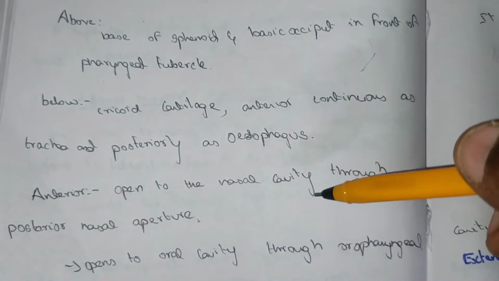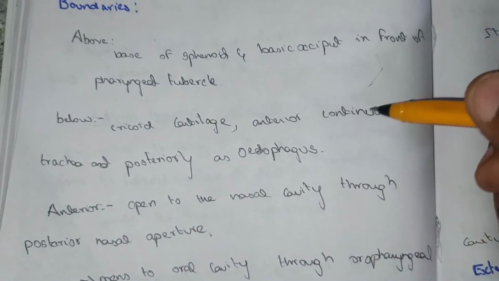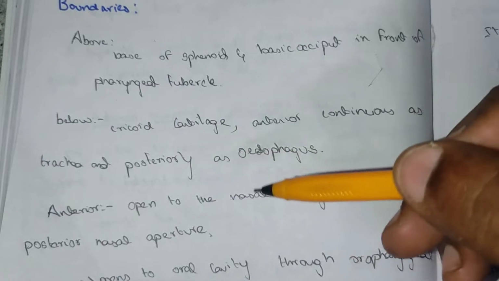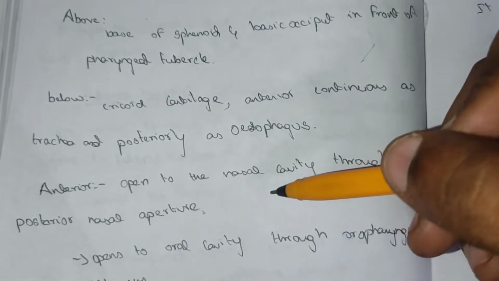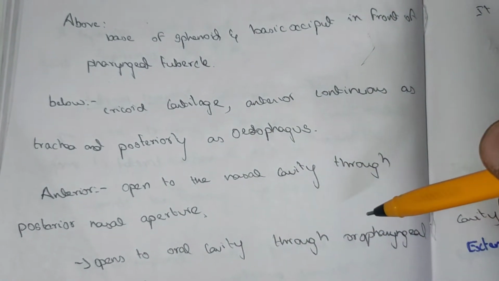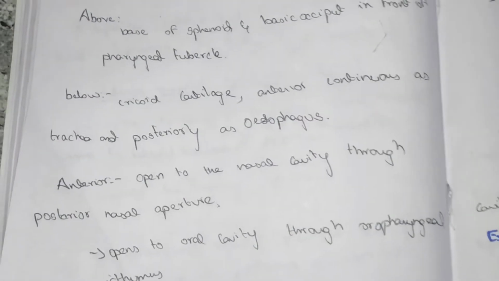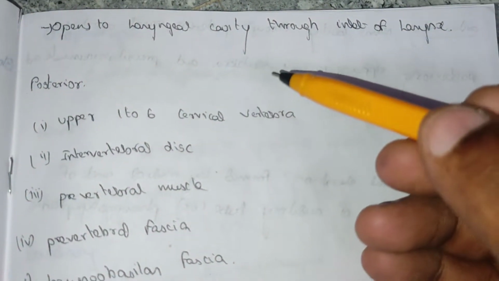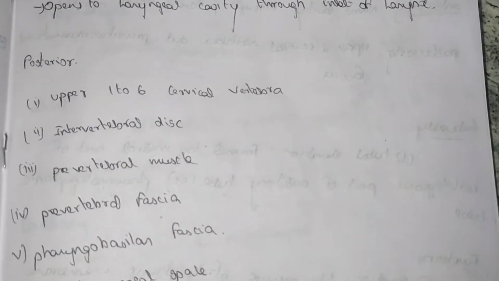Anteriorly it opens to the nasal cavity through the posterior nasal aperture, and it opens to the oral cavity through the oropharyngeal isthmus, as well as it opens to the laryngeal cavity through the inlet of the larynx. These are the openings of the pharynx.